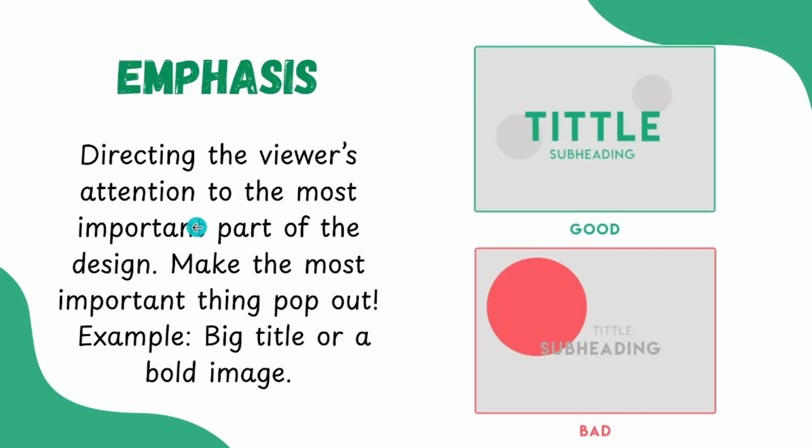So now we have the next one, which is emphasis. It means directing the viewer's attention to the most important part of the design, making the most important thing pop out. Example, a big title or a bold image. You know, this emphasis is just like hierarchy. Do you understand? It's just like hierarchy in layout, when we talk about the most important information being big. Do you get? Like we have an illustration here.